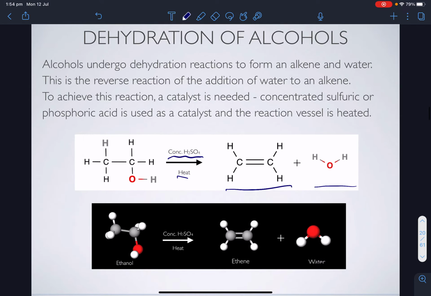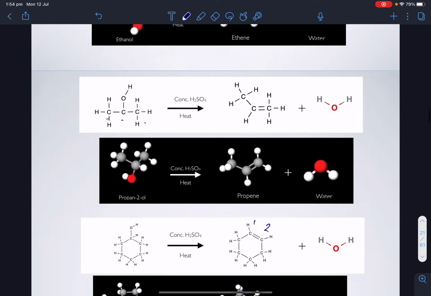Remember, it's the reverse of hydration. Hydration needs dilute sulfuric acid. So here we're upping the ante. It doesn't like going back this way as much. Concentrated sulfuric acid and heat.